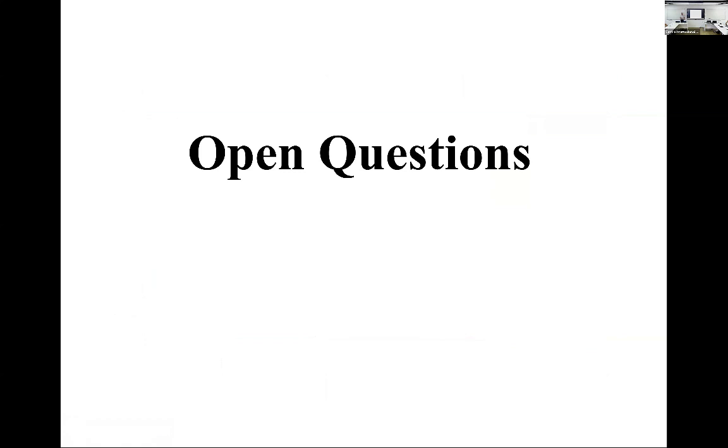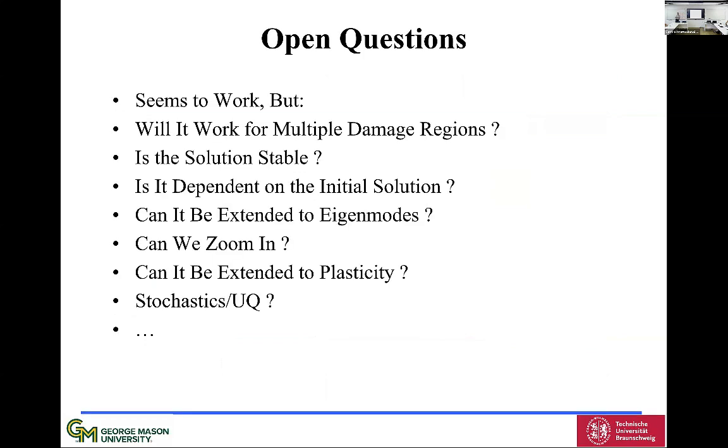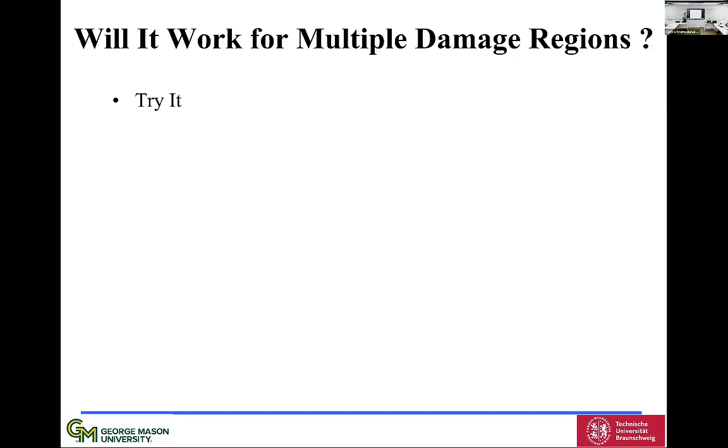Okay, so what are the open questions? It seems to work, no? Will it work for multiple damage regions? All I showed you so far was one damage region. Is the solution stable? Is it dependent on the initial solution? Can it be extended to eigenmodes? Can we zoom in in order to make it faster? Can it be extended to plasticity? What happens with stochastics and uncertainty quantification and so on? Okay, so let's move through a few of these.